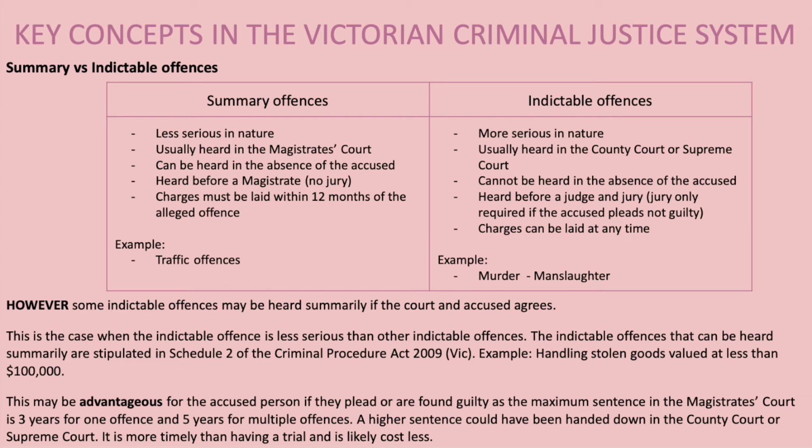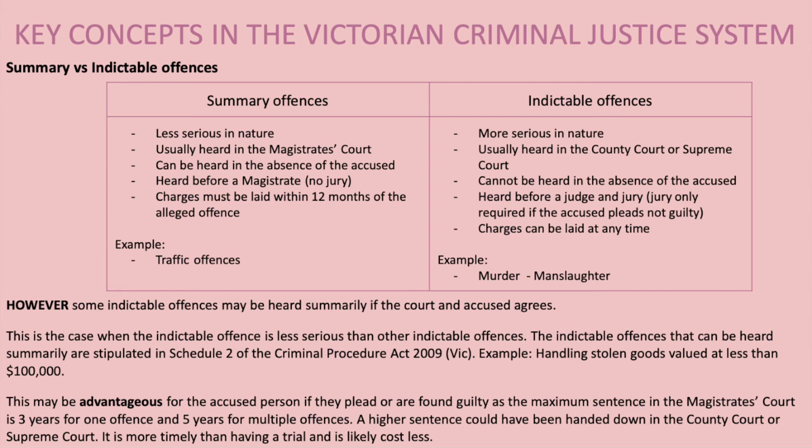Some indictable offences, however, can be heard summarily if the court and accused agrees. This is the case when the indictable offence is of a less serious nature than other indictable offences. The indictable offences that can be heard summarily are stipulated in Schedule 2 of the Criminal Procedure Act 2009 (Vic). An example is handling stolen goods valued at less than $100,000.